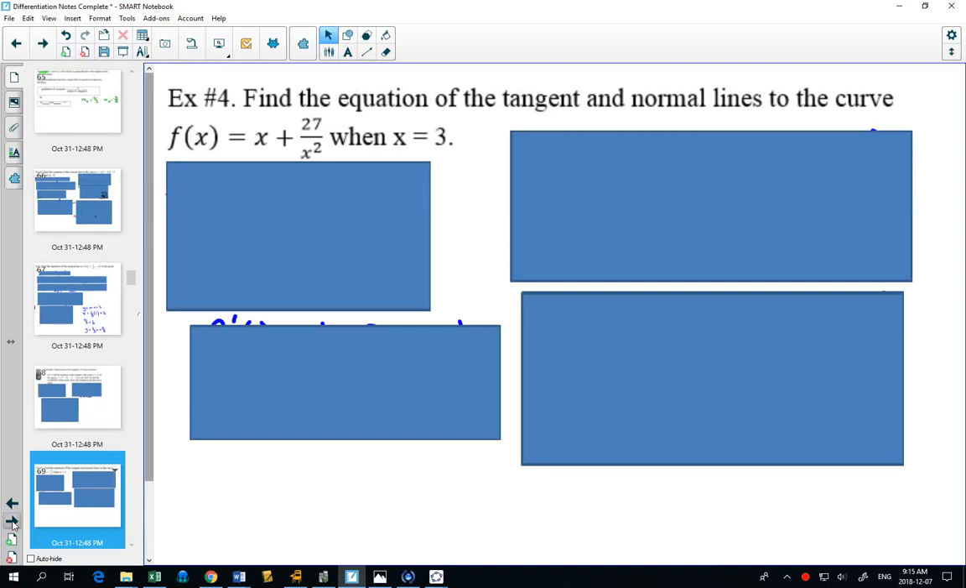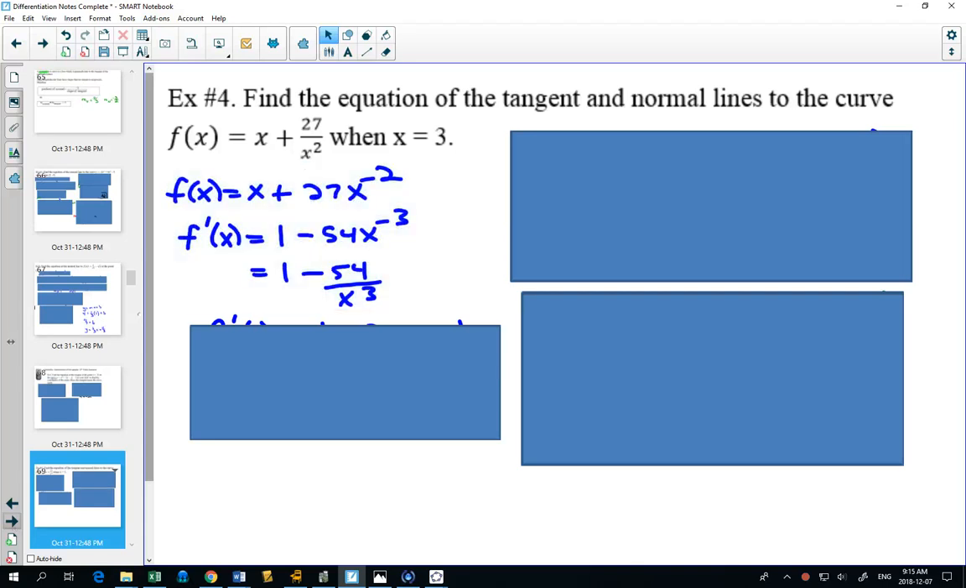Our last question in this section. Find the equation of the tangent and normal lines. Oh no, not quite last, second last question in this section. So first of all, we're going to take our equation and change the x to the 2 to x to the -2 so that everything is in a form that we can do our power rule. Then we can find our derivative.